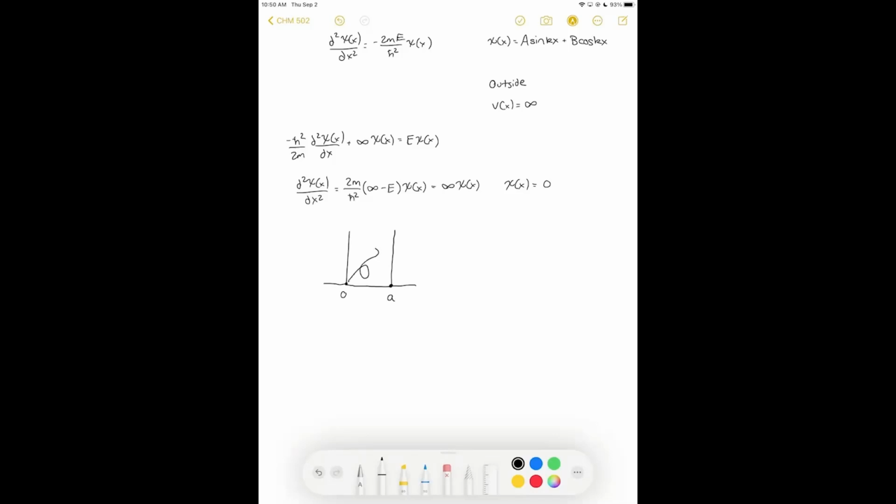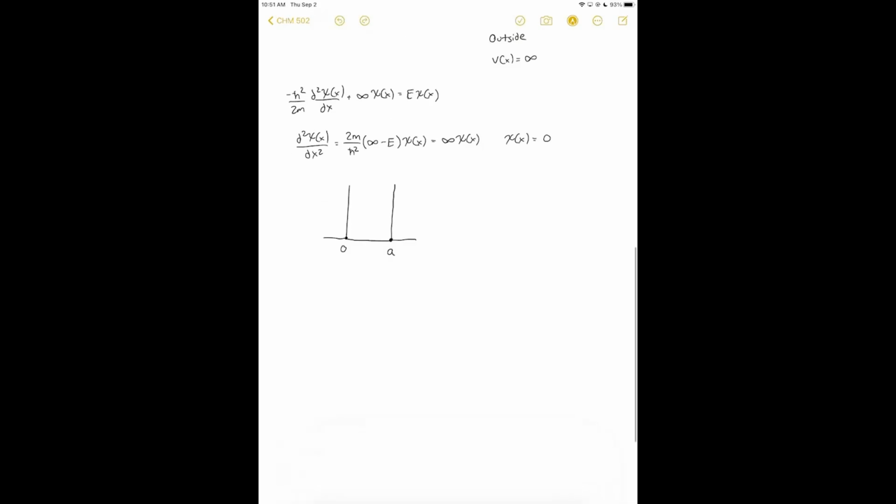Inside the box, it can do anything it wants as long as it's 0 on the outside. Of course, now that's not single valued. So let me draw a more real one. It can do anything it wants inside the box as long as it's 0 outside the box. So that's the quantization conditions we're going to apply. Namely, we're going to apply that the value of the wave function at 0 and the value of the wave function at a must be 0 in order to have a continuous function.